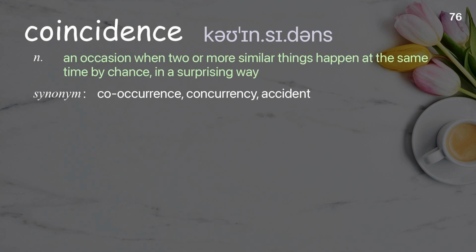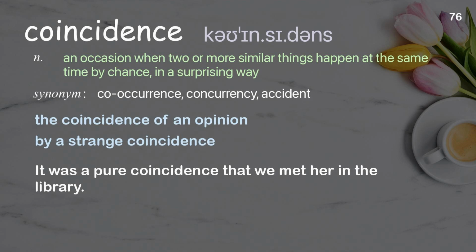Coincidence. An occasion when two or more similar things happen at the same time by chance, in a surprising way. Examples: The coincidence of an opinion. By a strange coincidence. It was a pure coincidence that we met her in the library.